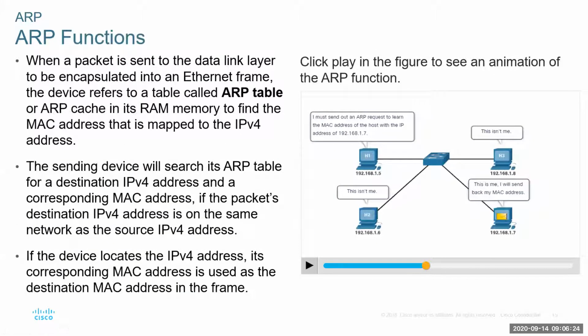So when a packet is sent to the data link layer to be encapsulated into a frame, the device refers to the table called the ARP table, and you can look this up on your PC, or the ARP cache, and it's generally in your RAM, in order to find the MAC address mapped to the IPv4 address. It will search through its ARP table for a destination IPv4 and the corresponding MAC address if the packet's destination address is on the same network. If it locates the address, then the corresponding MAC will be used as the destination MAC address in the frame.